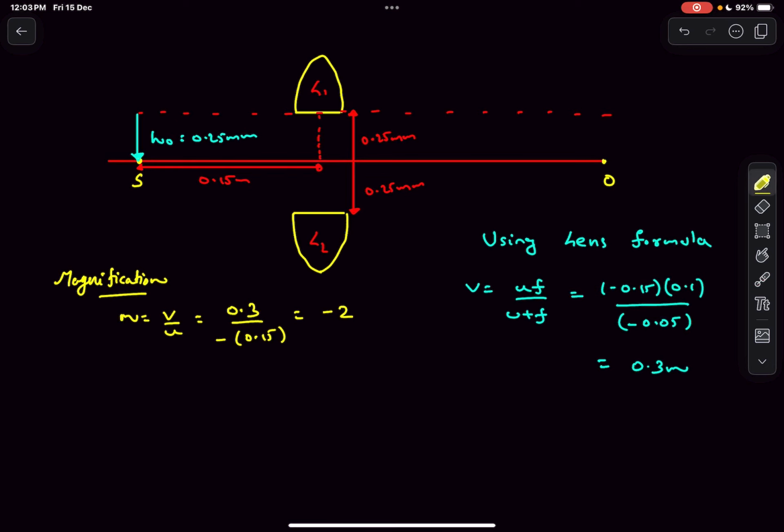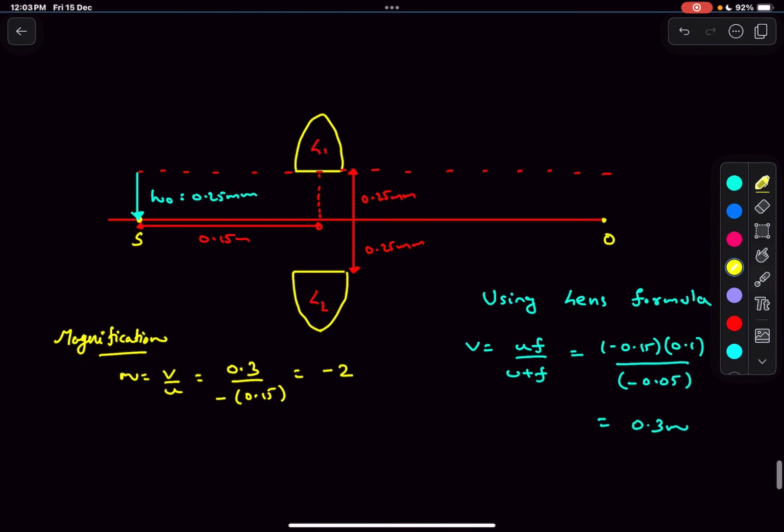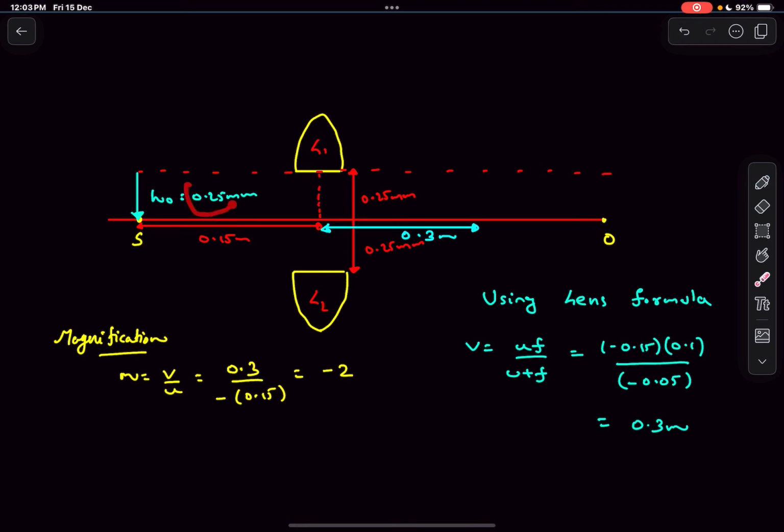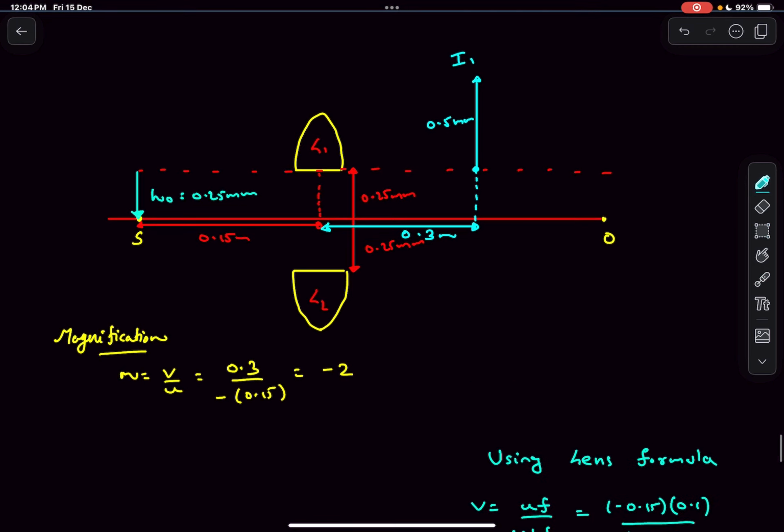So if I have to finally mark out where the image is going to be, firstly it's going to be at a distance of 0.3 meters from the lens, and its height will be 2 times 0.25, that is 0.5 mm from the optical axis. So this is where our image due to lens L1 will be formed. Now by symmetry, we can say that the image due to L2 will similarly be formed at a distance of 0.5 mm from the optical axis of L2, right? Okay, so let's mark that as well.